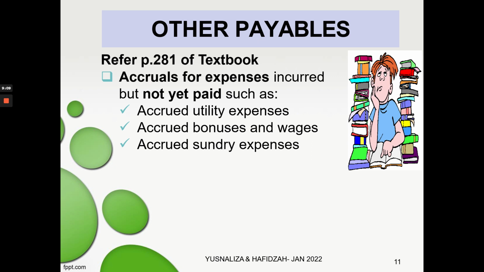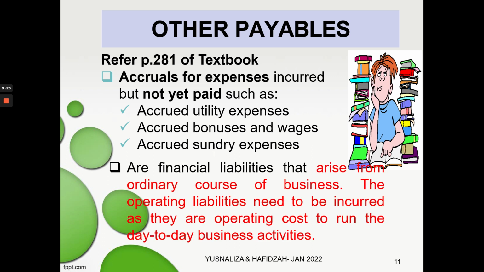These are some examples of another type of payable, which is other payables. Accruals for expenses that were incurred but not yet paid. These are also types of payable, but they are categorized as other payables, like utility expenses and accrued expenses for bonus and wages. These are financial liabilities that arise from the ordinary course of business, and the operating liabilities need to be incurred as they are operating costs to run day-to-day business activities.